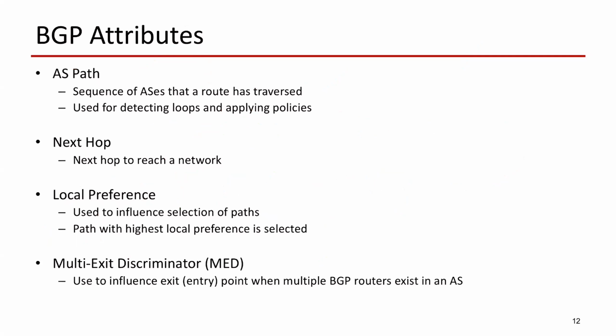So BGP attributes include AS path, next hop, local preference, and multi-exit discriminator. AS path means the sequence of ASs that a route has traversed, the bigger view. It is used for detecting loops and applying policies. If I have a loop, rather than checking all the paths they've been through, I have a bigger view, because I don't hop in detail to detail, but BGP to BGP. Therefore I can detect the loop quickly and check the policies fast enough.